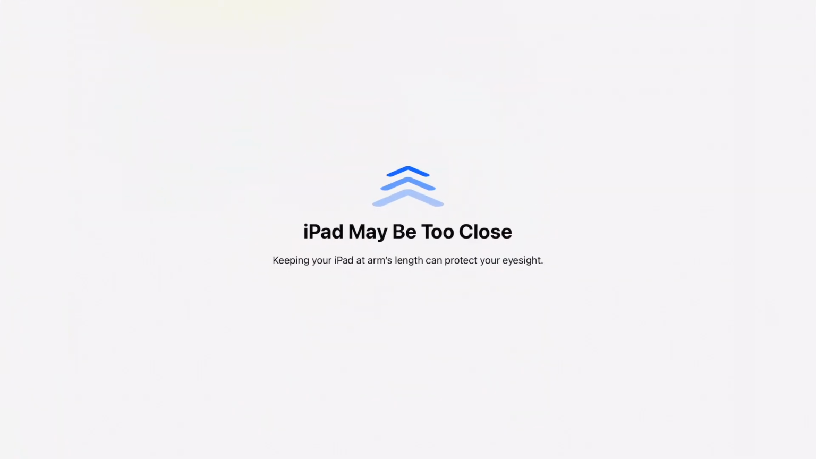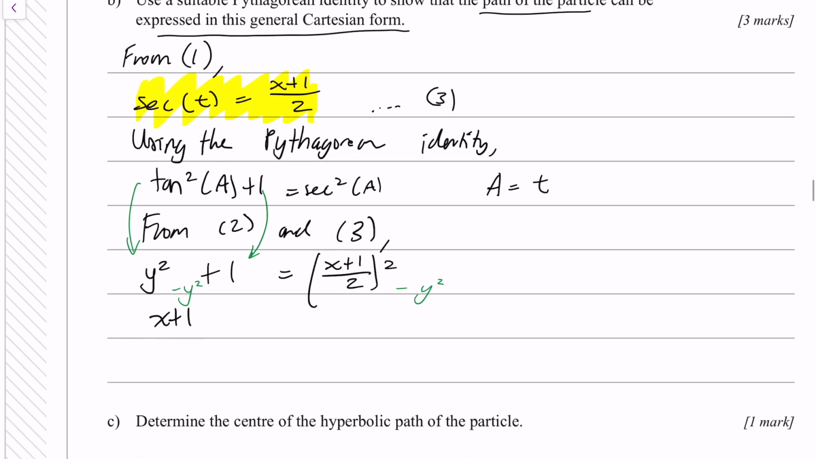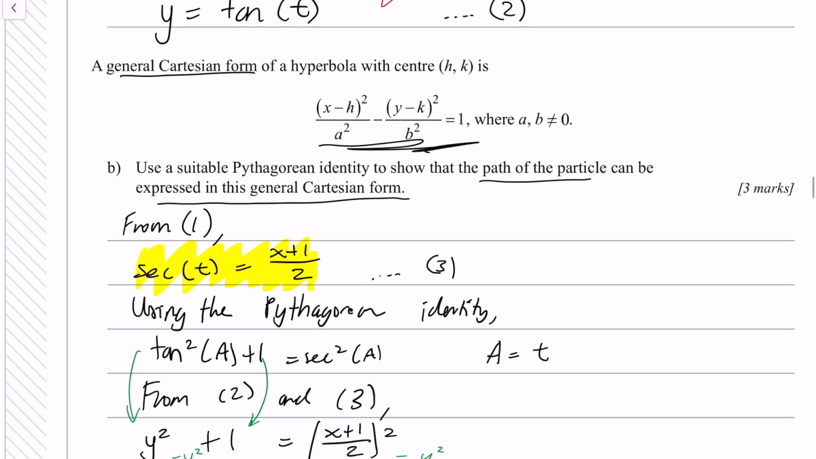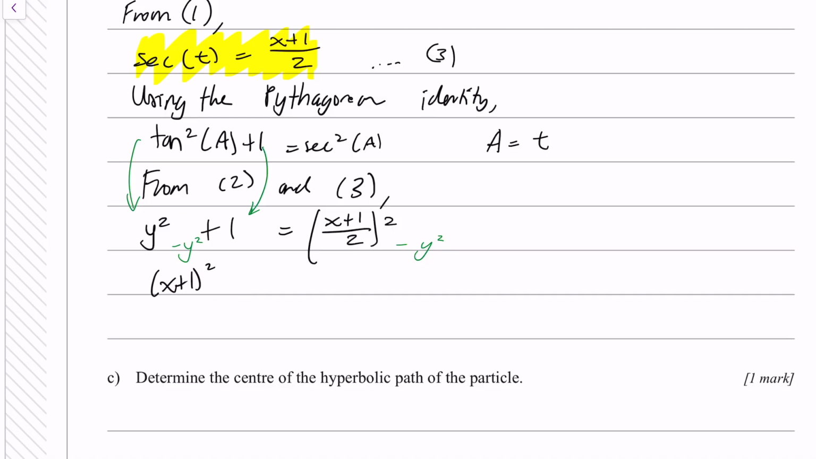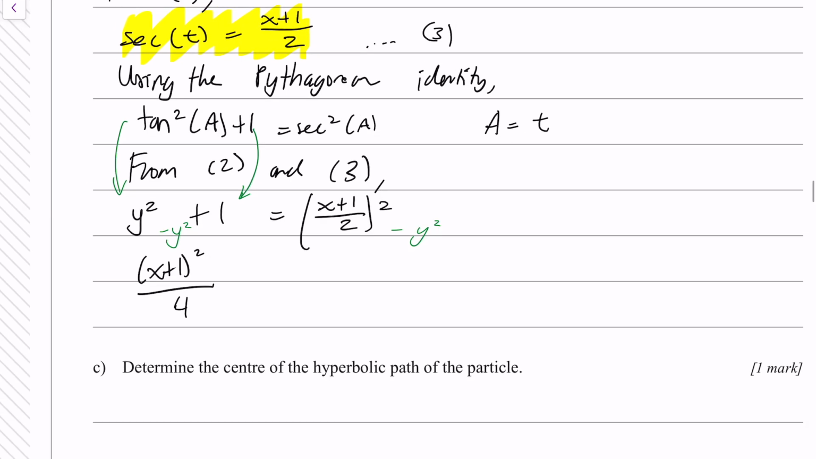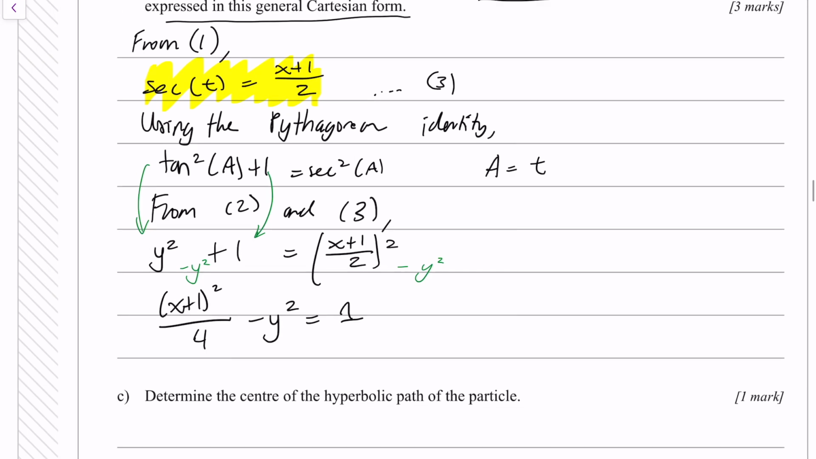So that would give me x plus 1 over, I might get just the square on the top part of the fraction, so x plus 1 squared, and then I would just square my denominator. So I know that that can simplify to a 4 on the bottom because 2 squared is 4. And then I'm minusing y squared, and that will equal to 1. Okay, and that's basically it.